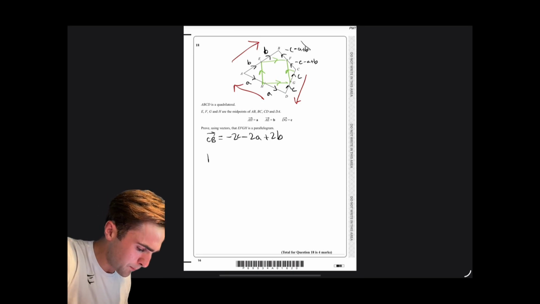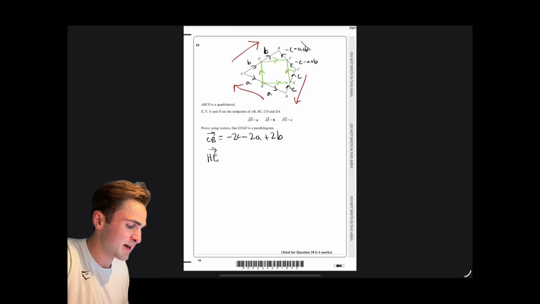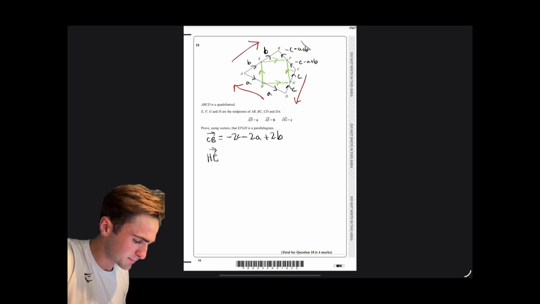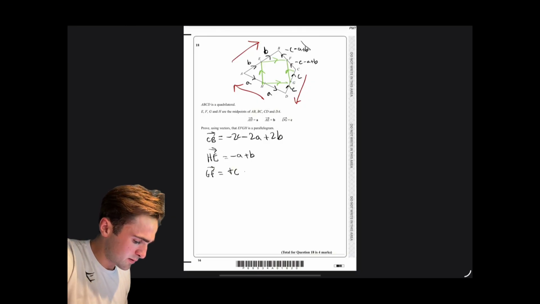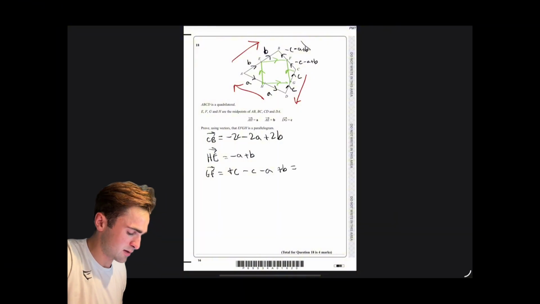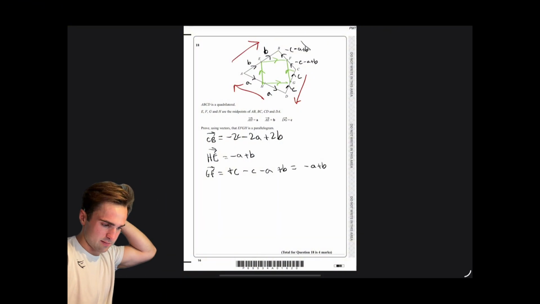So we want to find that HE and GF are the same, right? HE is easy, it's minus A plus B. GF, you can find by doing 1C, and then we're going to do minus C, minus A, and plus B. So that equals minus A plus B. So they're the same, which is good.